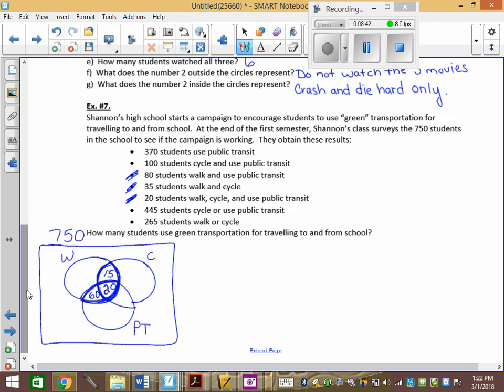100 students cycled and used public transit. 100. How many cycled and public transit only? 80. Do you see how I have the Holy Trinity right there? Yeah, you see that? It's like the Spirit, God in there. There's so many things. And we have public transit. Green life. Good. Okay.